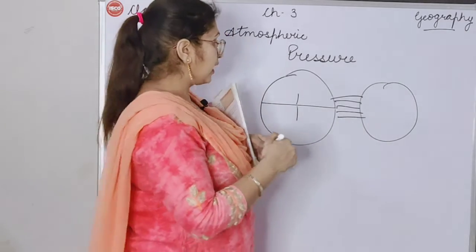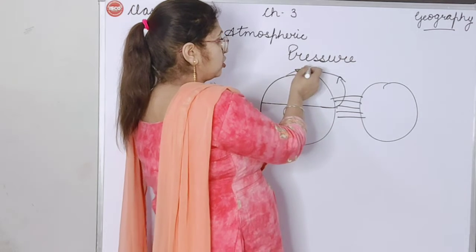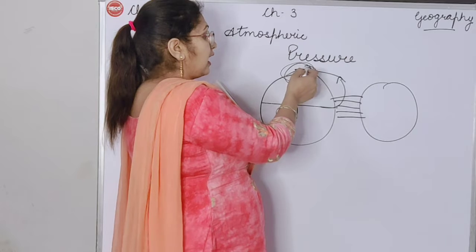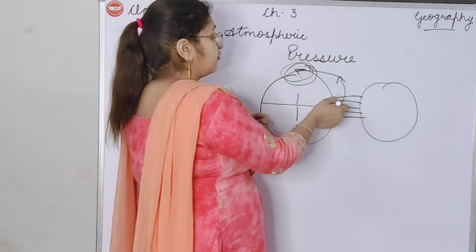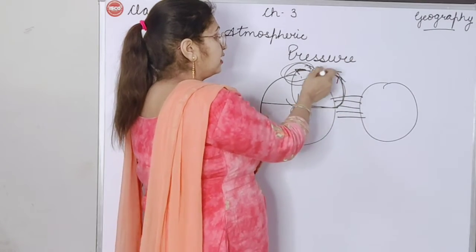From here the air will go upward. There it will settle down because there it is a high pressure area, a cold area. So firstly it will go upward, then it will come downward, then again it will go upward, then again it will come downward.